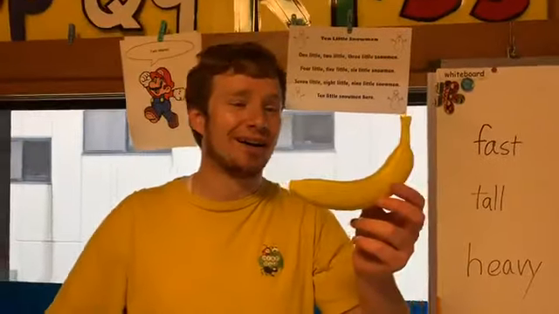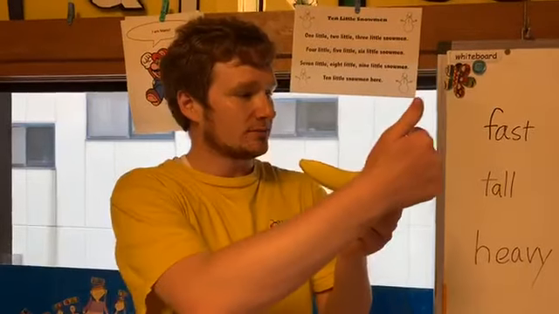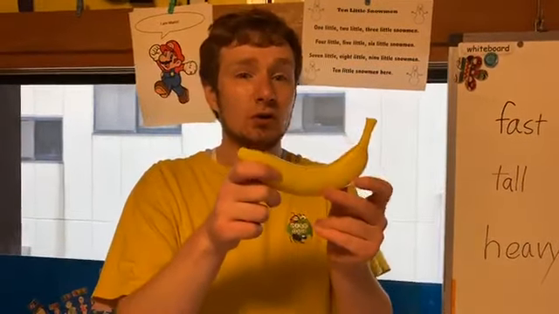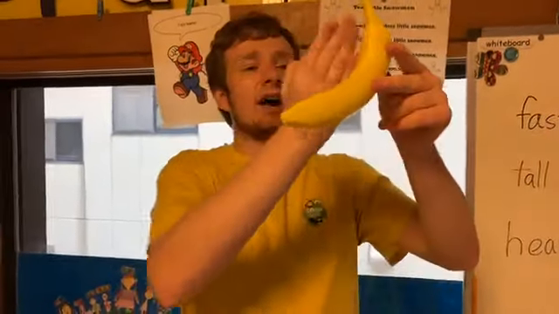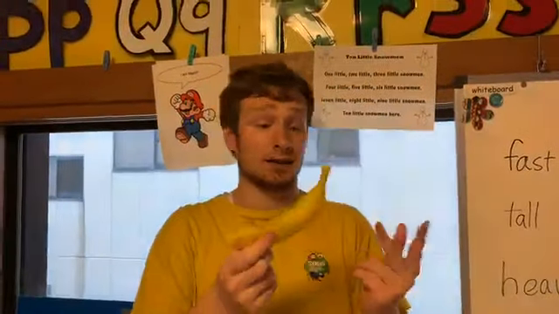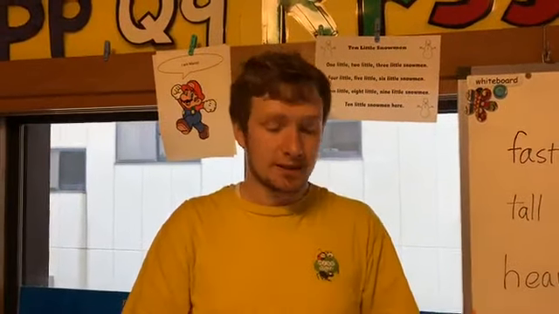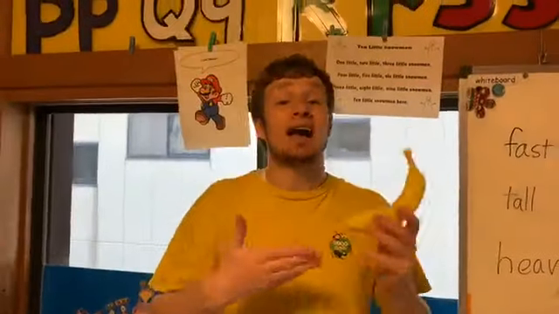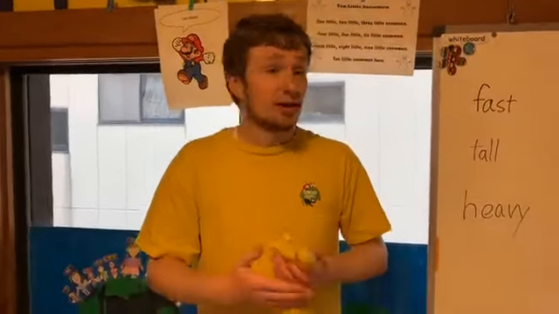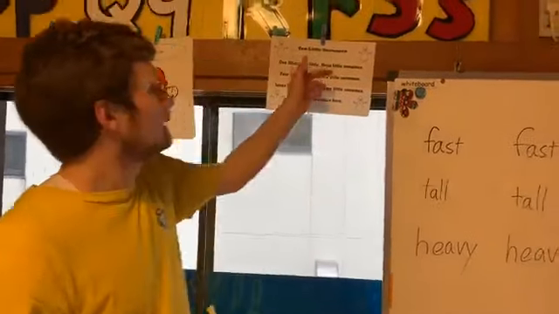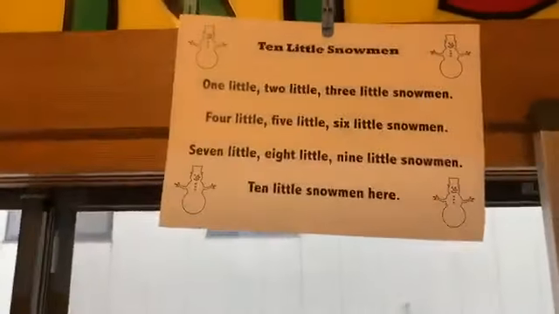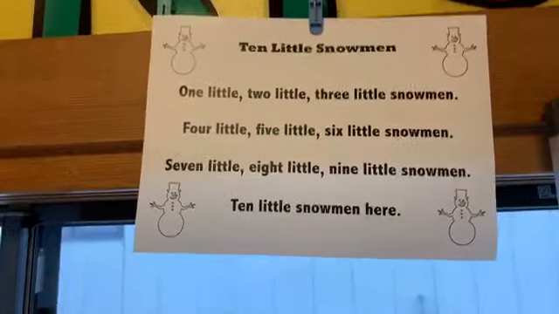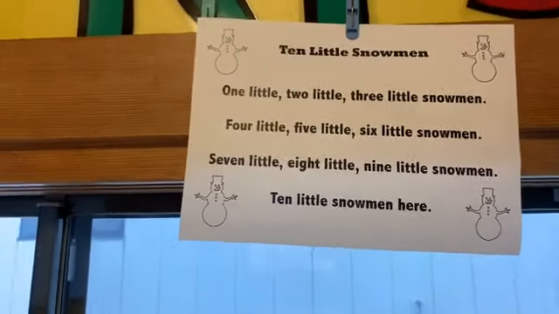Look at this banana. It's long. It's yellow. It's curvy. It's sweet. It's light. So these are all describing words. So if we don't have little snowmen, what could we swap little for, everyone? What could be another cool word?